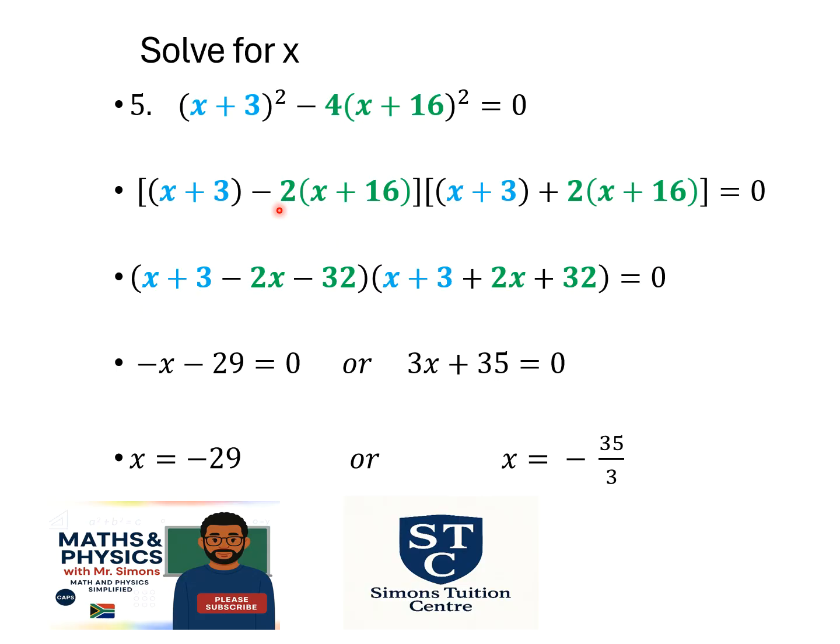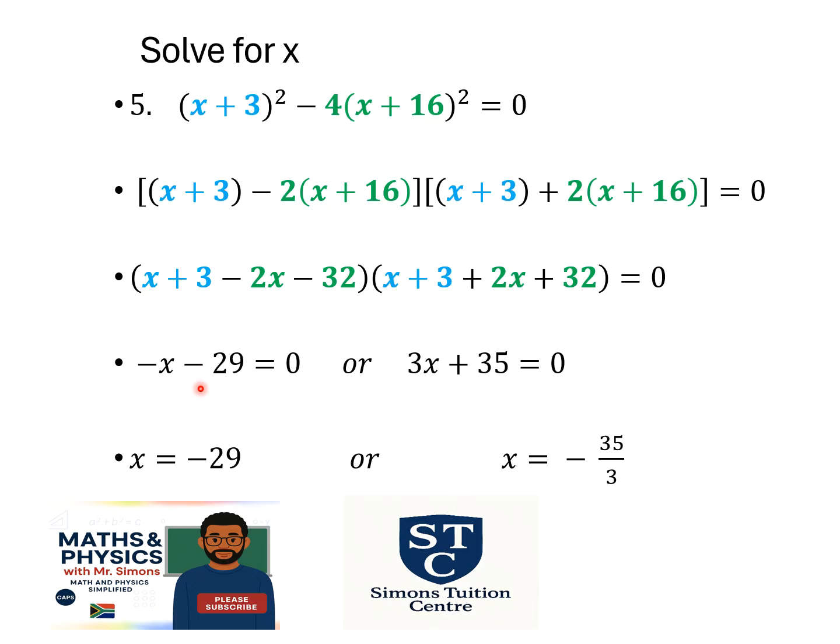The negative can only be negative times positive. I put them in square brackets, because on the inside I'm using open brackets. So from there, multiplying into x plus 3, negative 2 times x gives me negative 2x. Negative 2 times 16 gives me negative 32. Then x plus 3 plus 2 times x gives me 2x. 2 times 16 gives me 32. If I simplify here, x minus 2x gives me negative x.